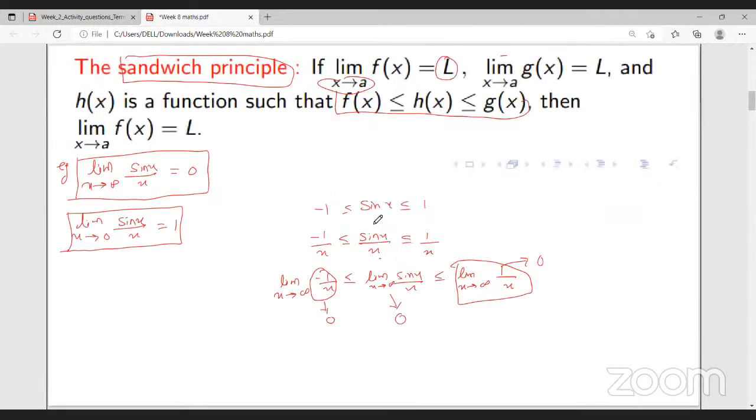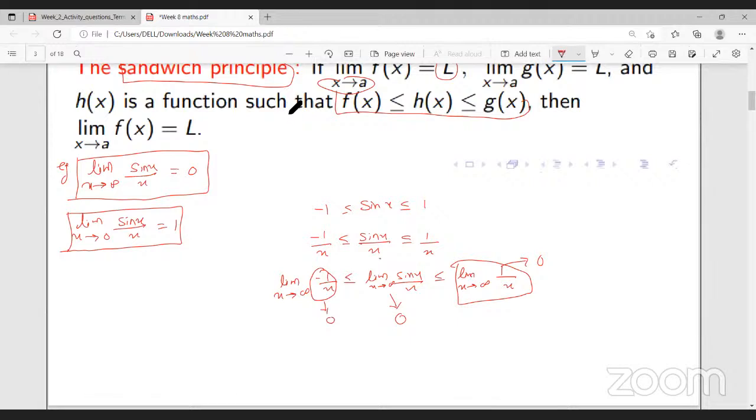Sir, in the upper case, where x tends to infinity, what can we say? What is f(x) and what is g(x)? Among which functions is this limit sandwiched? The upper limit, the value from -1 by x to 1 by x, right?